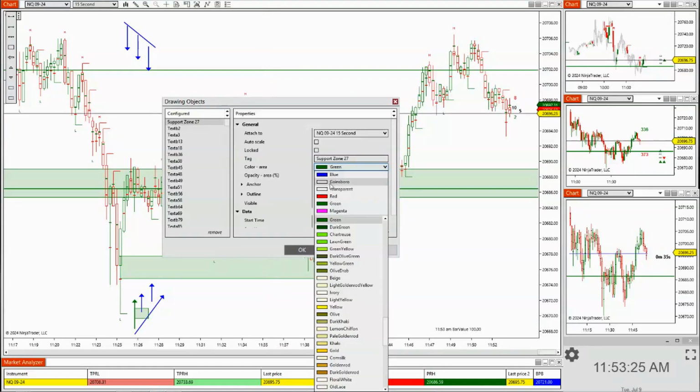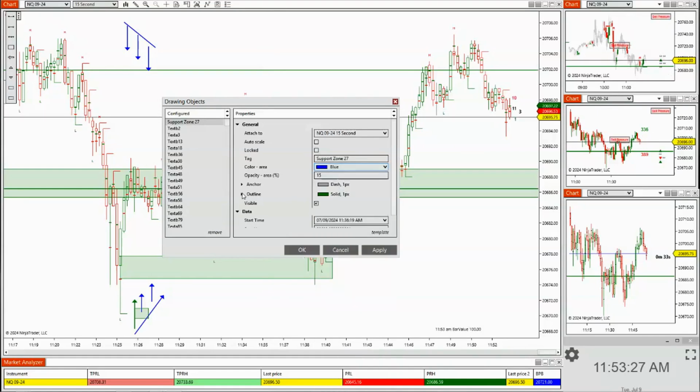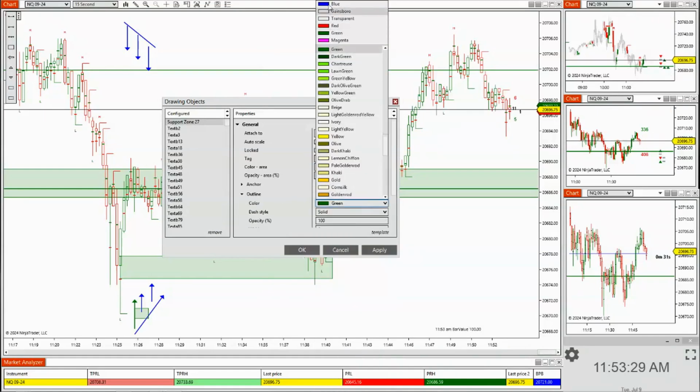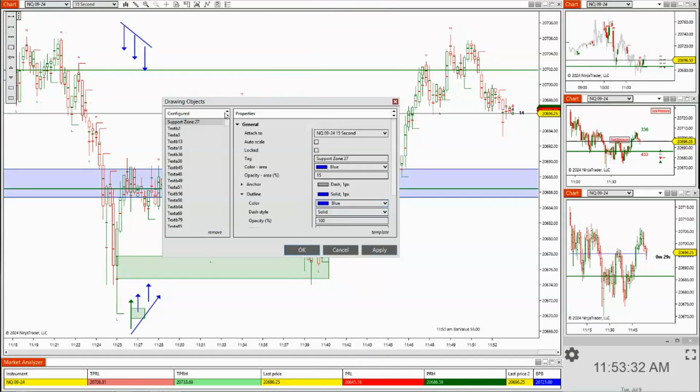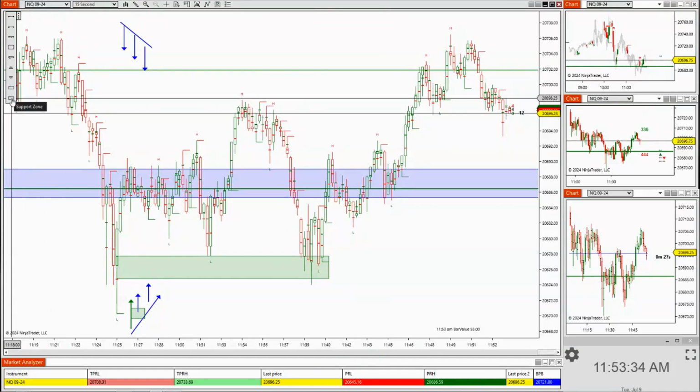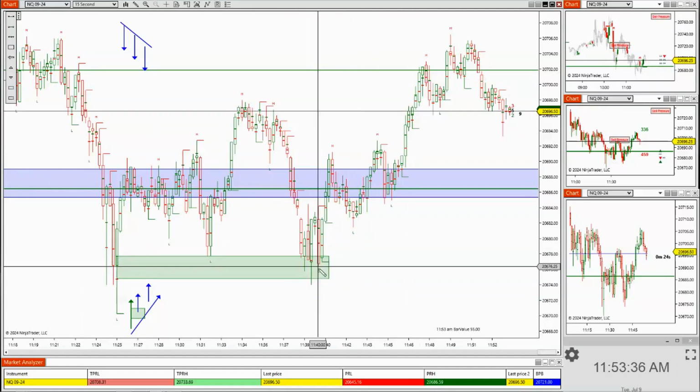So let's make this blue. This is the center of the chart. As long as they're above the center of the chart, they can pretty much go back up. Now this is the lower portion. We'll just use our zone for that.